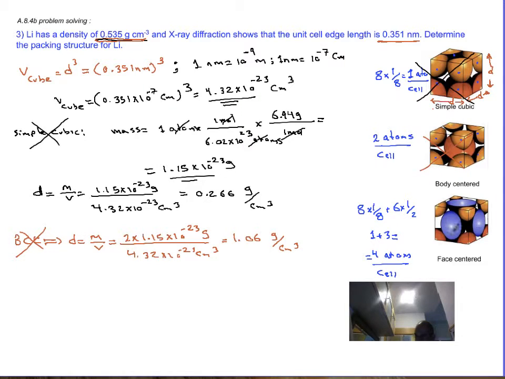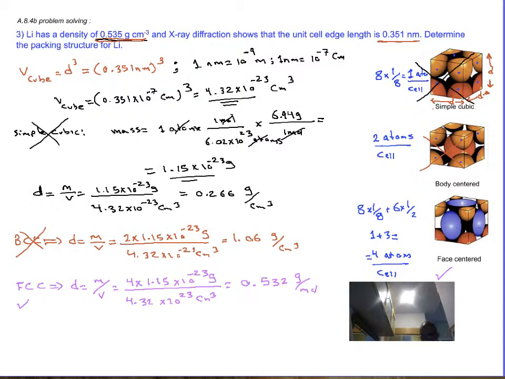So the only choice left is face-centered, but let's just double check, so let's just calculate it and see if that's the case. So for face-centered cube, density is mass over volume. The difference is I have 4 atoms, so the mass is 4 times as much. 4 times 1.15 times 10 to the minus 23 grams, divided by the volume that did not change. All cells have the same volume. And when you do this, you get exactly the same answer as the question, grams per cubic centimeter. So it is face-centered, and that's your packing structure.